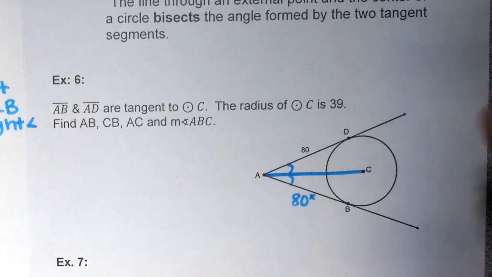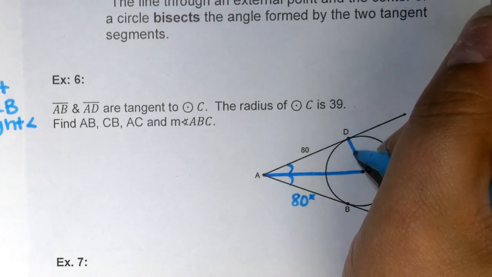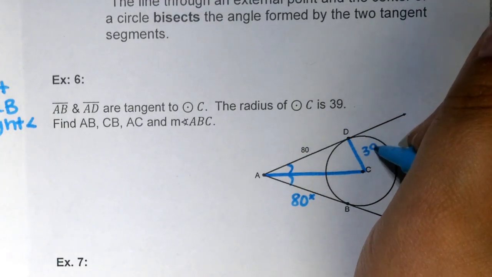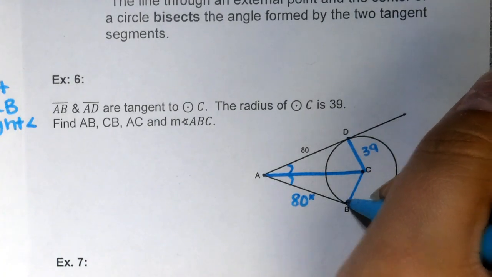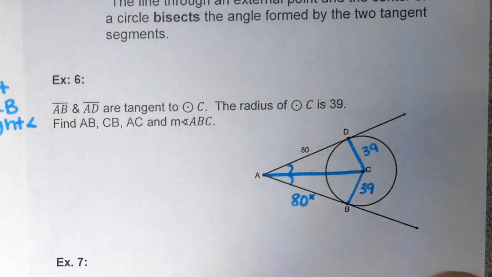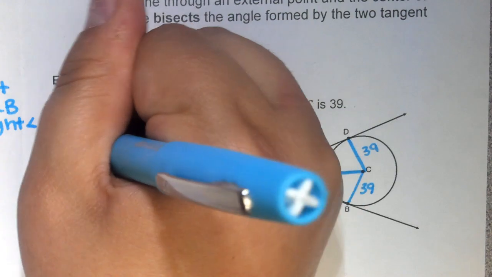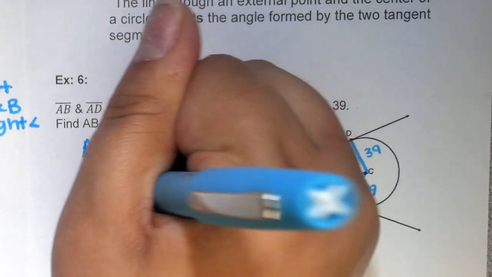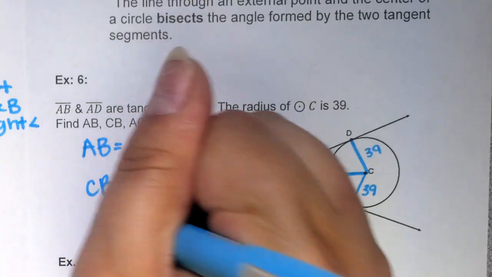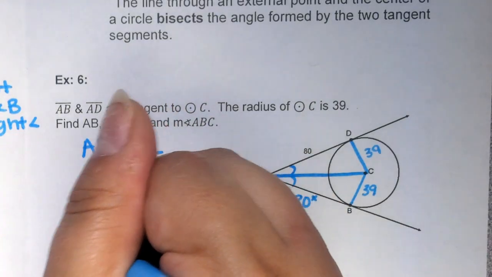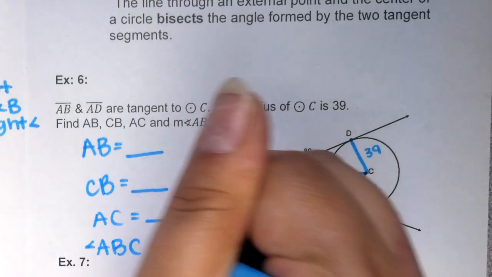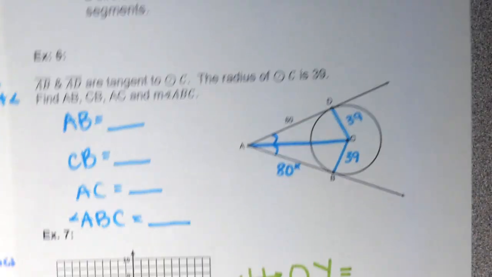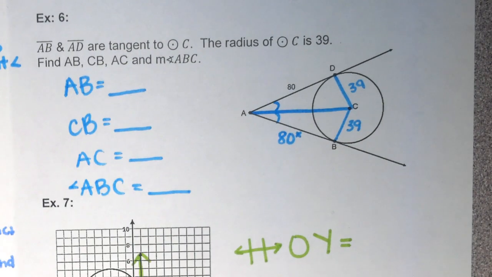What is 39? CD is 39 as well as BC. And this question wants you to find AB, CB, AC, and angle ABC. I'm going to give you 1 minute. I would like you to try doing each of those. Go.